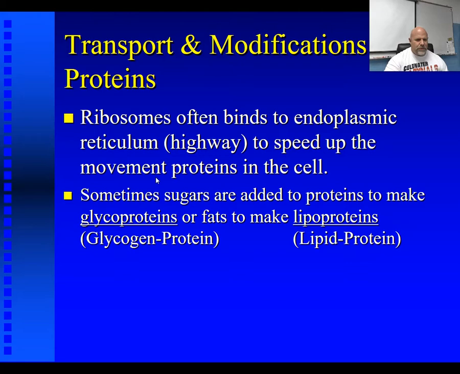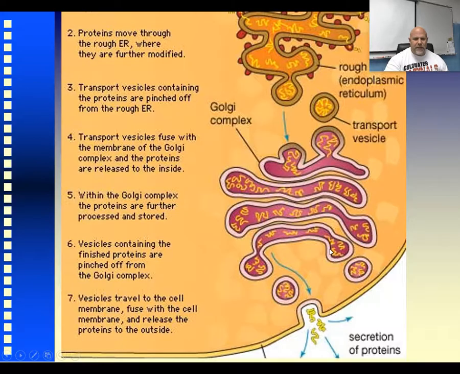Sometimes you have to add a sugar to a protein, and you end up forming what's called a glycoprotein because you're attaching sugars to proteins. Sometimes you will add a fat to a protein, and you end up forming what's called a lipoprotein. But yeah, there's lots of modifications that take place to proteins before they actually become functional inside the cell or at some other cell.